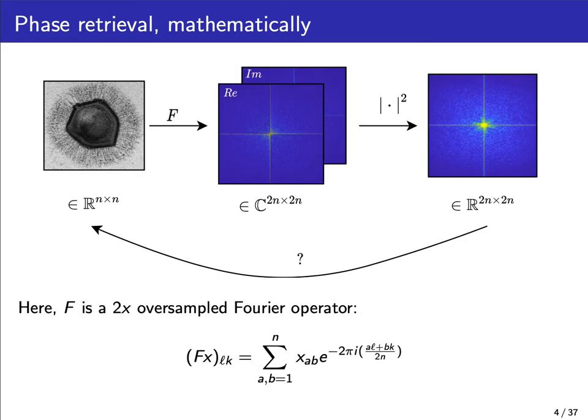So mathematically, what's happening is that we have an n-by-n real-valued specimen. We're going to apply a doubly oversampled Fourier operator, which gives us a 2n by 2n complex image. And finally, we're going to take the squared magnitudes of that Fourier data. This is our data. And the goal is to invert this process, so to recover the n by n real-valued sample from only its Fourier magnitude data.